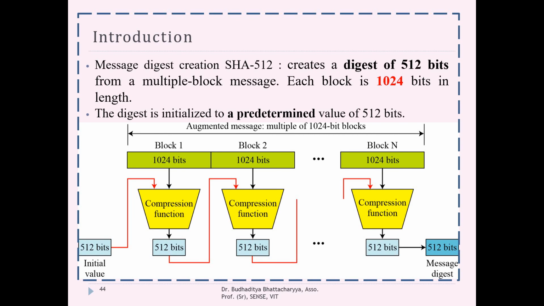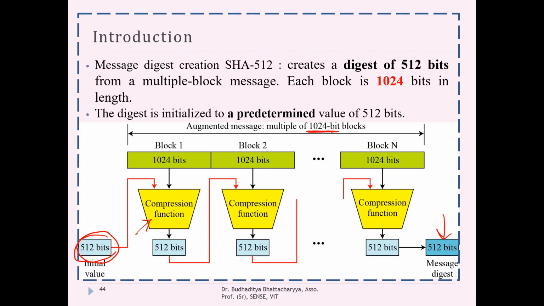Alright, so this is about the SHA-512 that we are considering. If you observe, the process is almost the same as we have discussed already. Now, instead of 512 bits, we will have 1024 bits over here. And we will consider the initial value as 512 because we want to have the digest of 512 bits. So the initial message digest will always be of 512 bits, and we are sending that over here into this compression function.